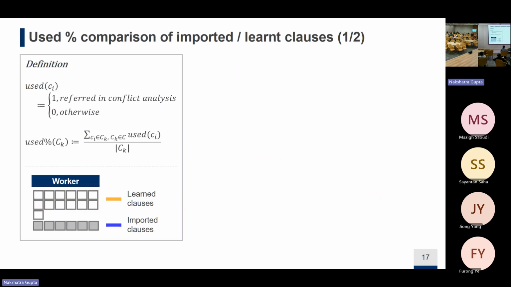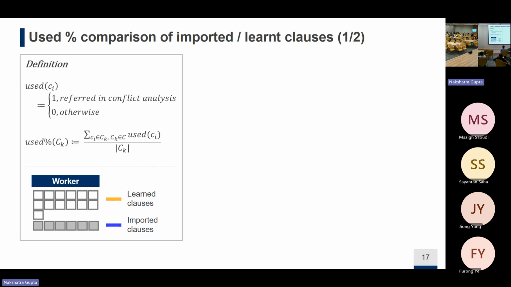And the next experiment was conducted to check whether the shared learned clauses are useful for other workers. To define the usefulness, we set up this used percentage for the set of clauses.